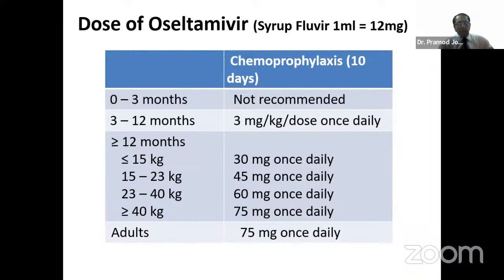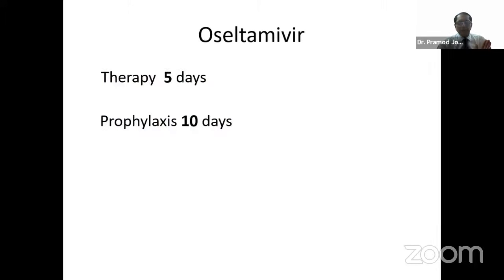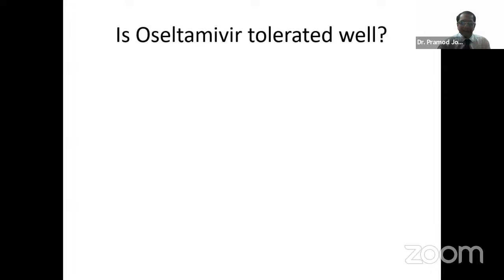And below 3 months, it is not recommended. But between 3 months to 12 months, and later on above 12 months, it is to be given in the dosages which are the same, but given once daily. Okay. So therapy with oseltamivir is for 5 days. Prophylaxis is for 10 days.